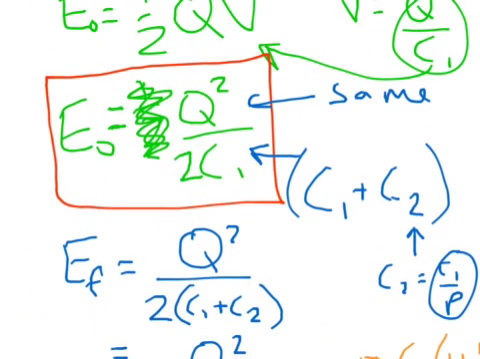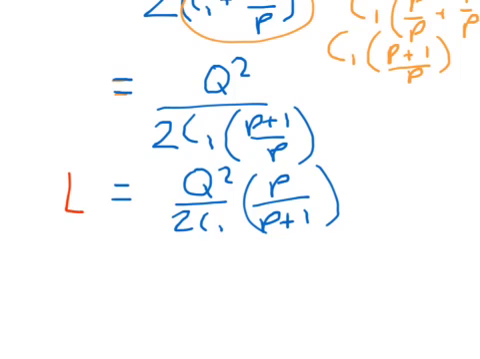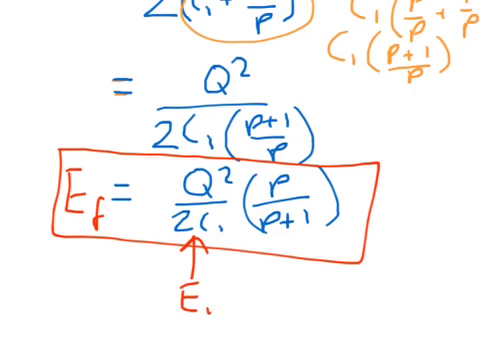So our initial energy was, going back to the red, E0 equals Q squared over 2C1. Yet our final energy is Q squared over 2C1 times P over P plus 1, so it's the same as our initial energy with that factor by which it's changed. Okay, that is awesome. That's a really awkward one because of that fraction on the bottom of the fraction and how we arrive at it.